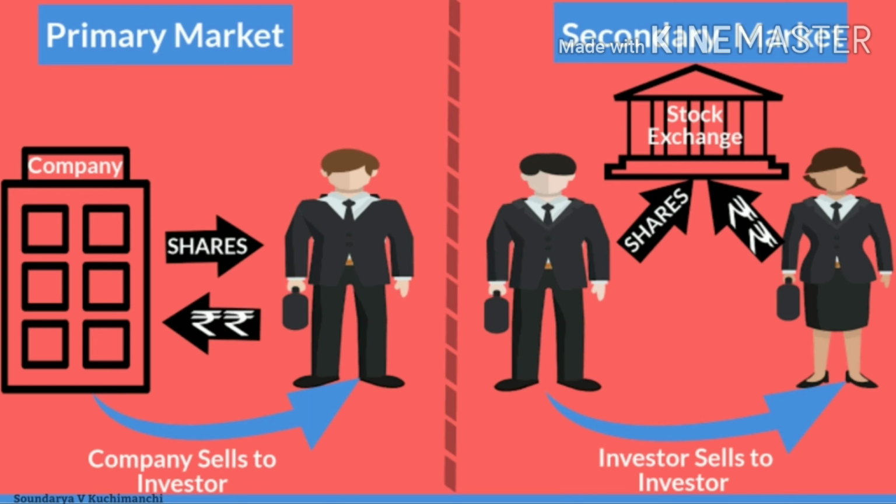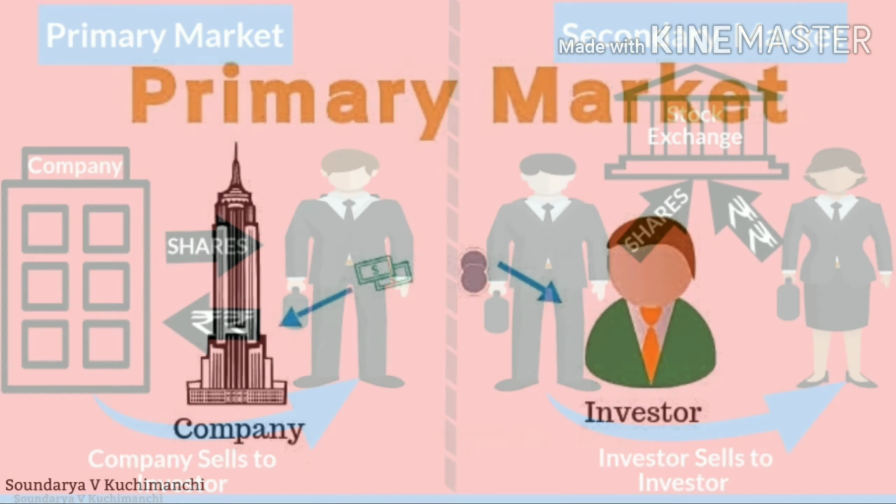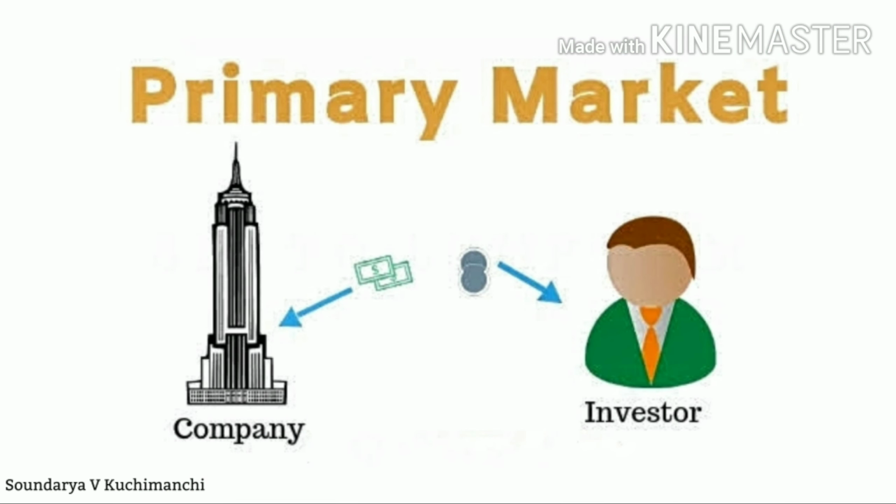As we have already discussed the types of markets, primary market and secondary market, in this video, let's discuss in detail about the primary market. Let's recall what is the primary market. A primary market is a form of capital market wherein new securities are sold by the companies for the very first time to the investors to raise funds.